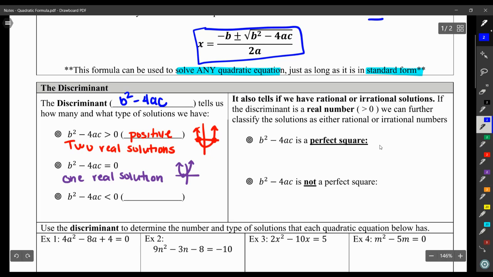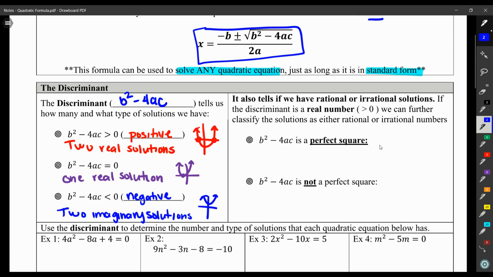And finally, if we have b squared minus 4ac being less than 0, so in this case a negative number, we have two imaginary solutions. And that comes from having a negative underneath the radical. And a parabola like this will not cross the x-axis at all, either opening up or down.